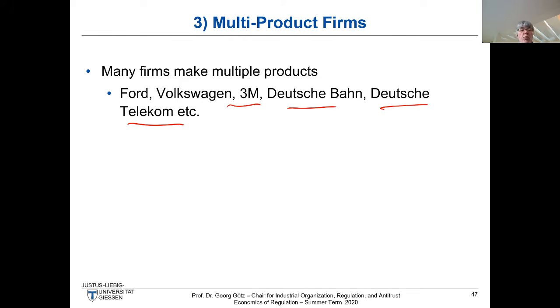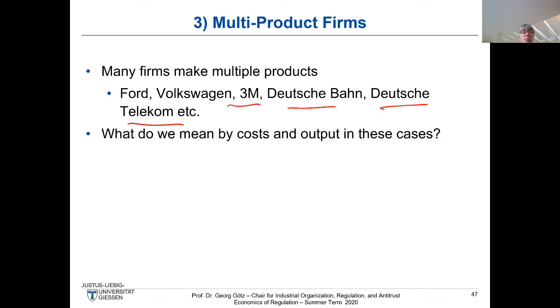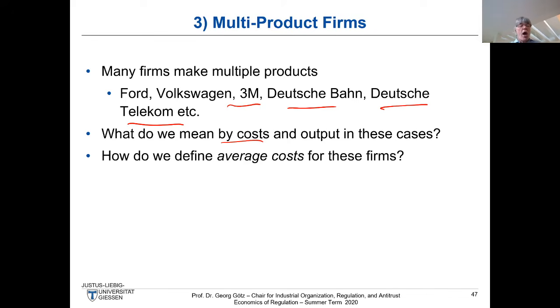Deutsche Telekom also provides you with broadband internet services, with mobile telephony services, with fixed line telephony services, and so on. So you see, today many firms are multi-product firms, and now we immediately run into trouble once we look into costs. What is a cost of a car, or what is a car at all, which Volkswagen produces? How do you define average costs for these firms?